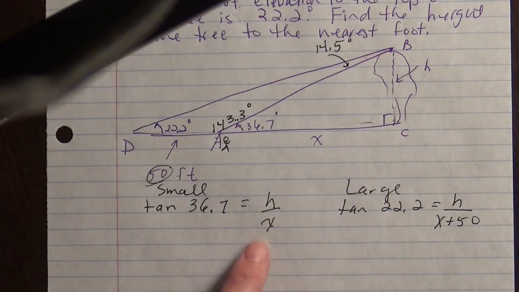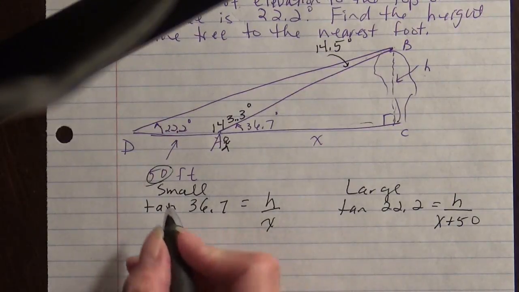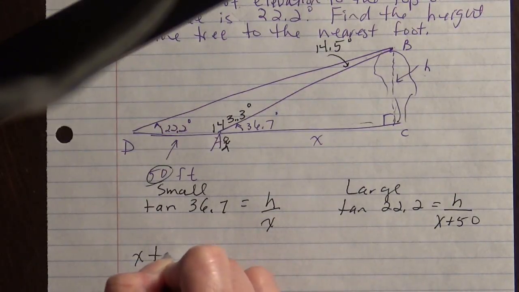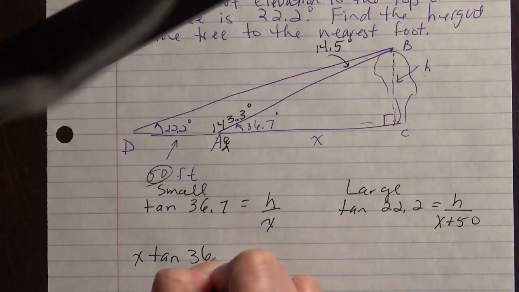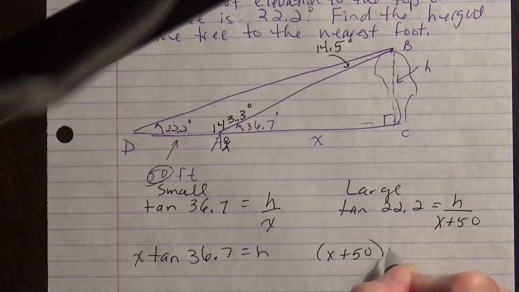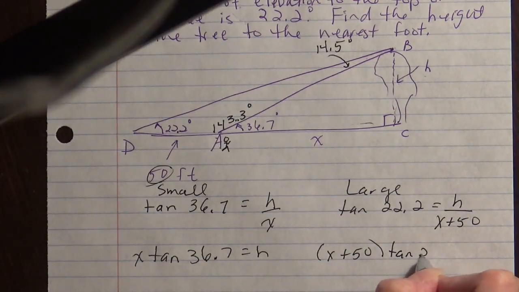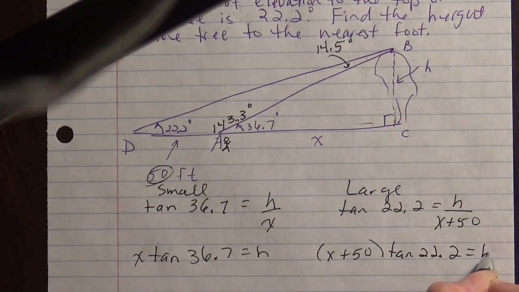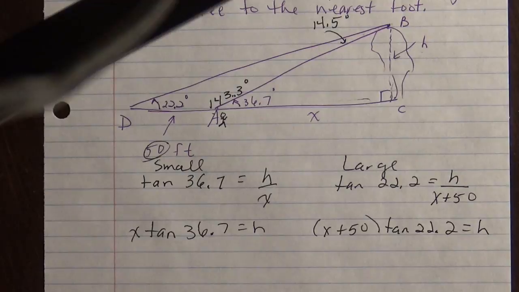So over here, I'm going to multiply both sides by x. That'll be x times tan 36.7 equals h. For my larger triangle, I'm going to multiply both sides by x plus 50. So I'm going to have parentheses x plus 50 times tan 22.2 equals h. Okay, so I have two different ways to express the same height of the tree.